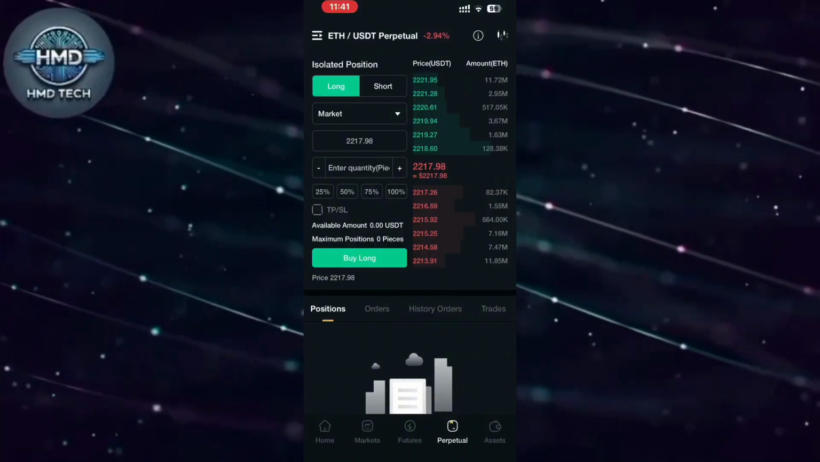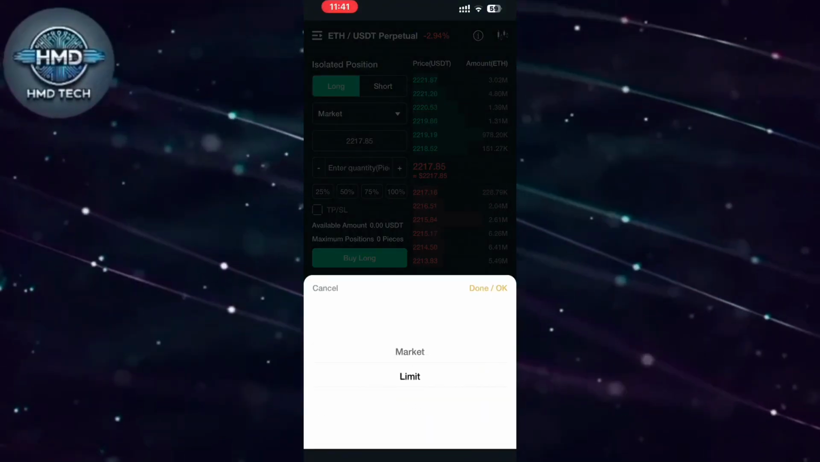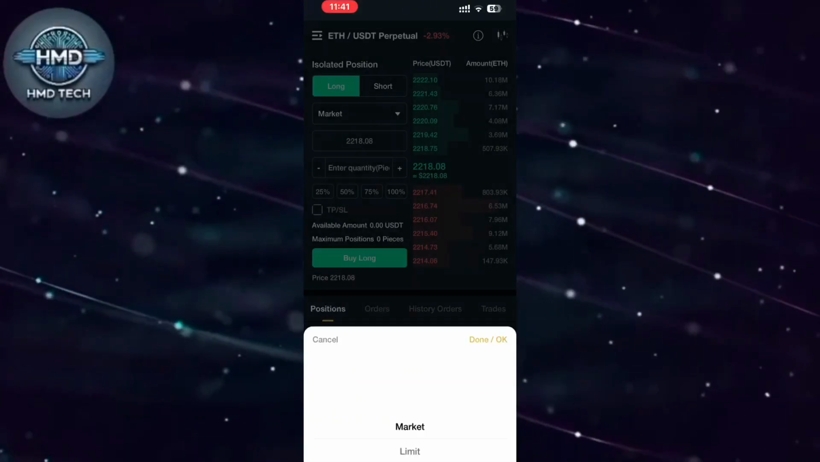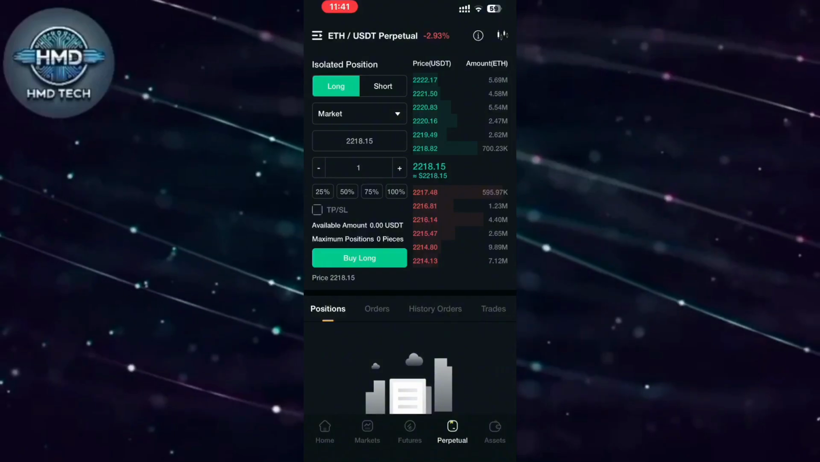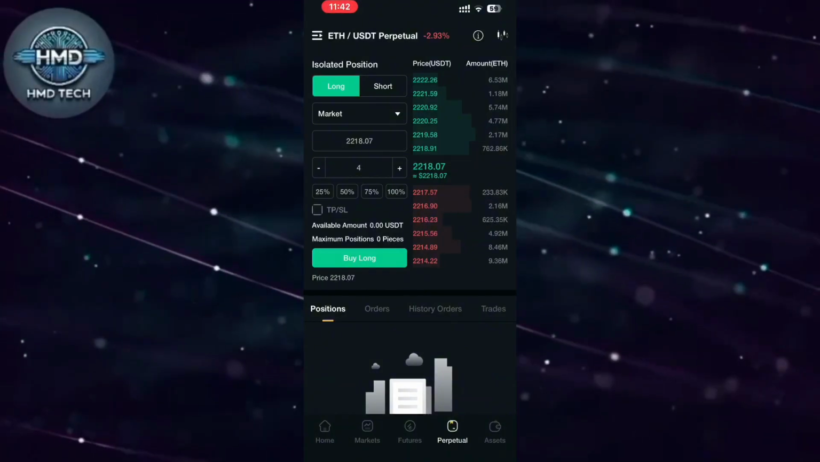Under it, you'll see two options. Market order, which executes instantly at the current price. Limit order, which executes only at a price you set. Then input how much you want to trade. This defines your risk. Enable TP/SL.